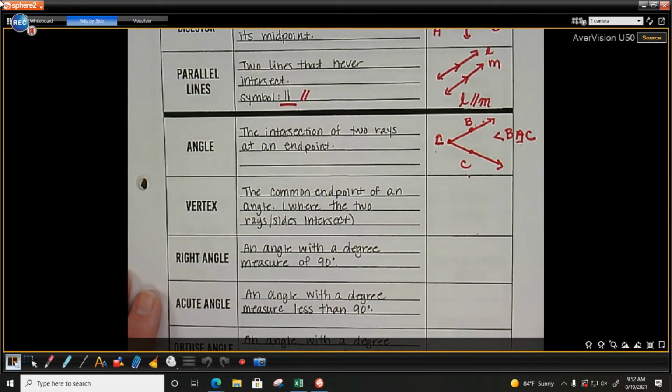Is that technically a plane? It could be a plane, because there are 3 non-collinear points.